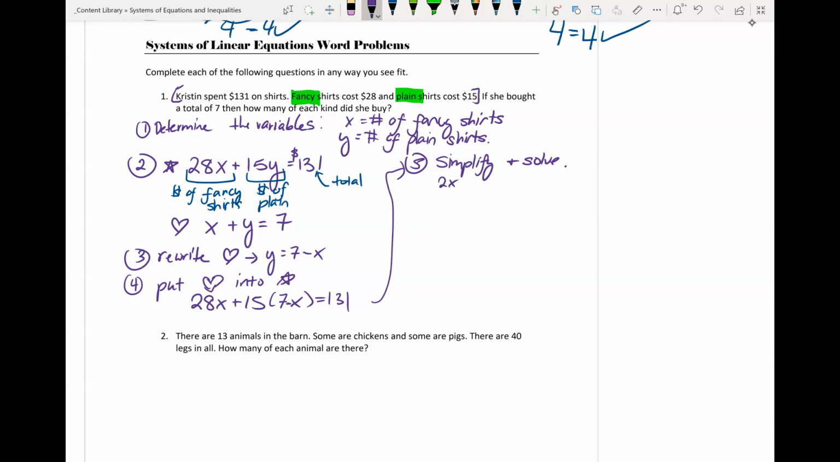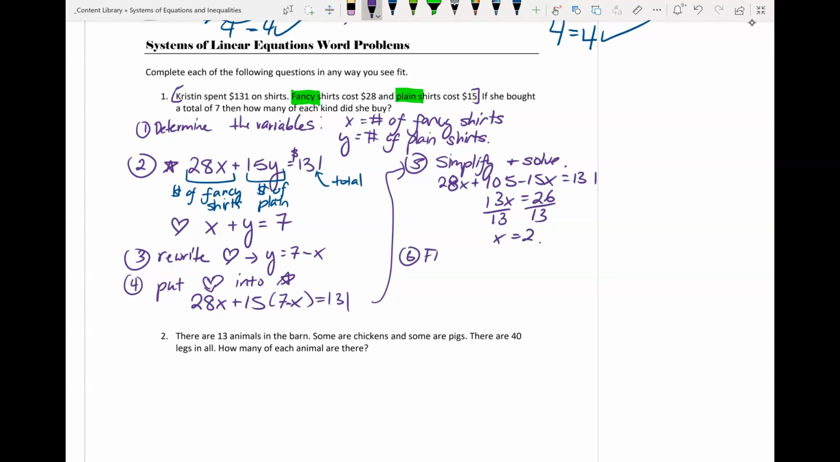So that means that I'm going to expand on that 15. So 15 times 7 is 105. And that 15 is going to affect the X as well. Now I'm going to collect my like terms. So 28 minus 15 is, sorry, 13x. And then I'm going to move this 105 to the other side, which is 131 minus 105, and that's 26. Lastly, I'll divide both sides by 13. X is 2.